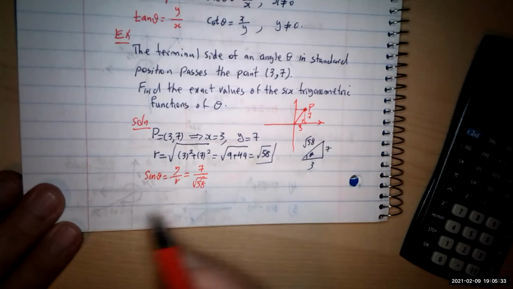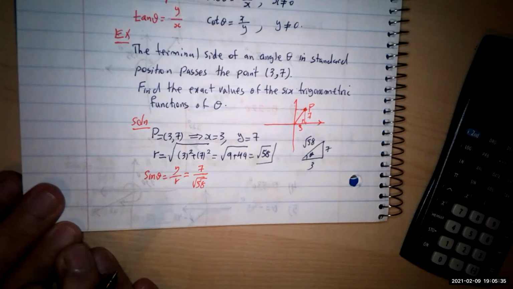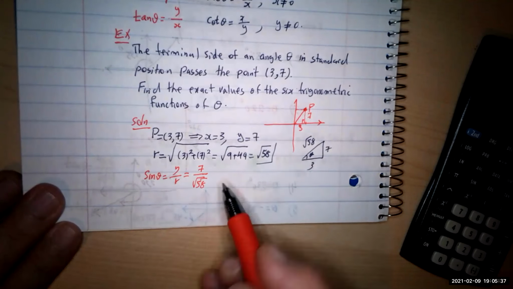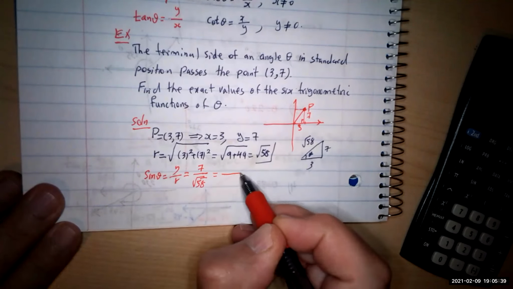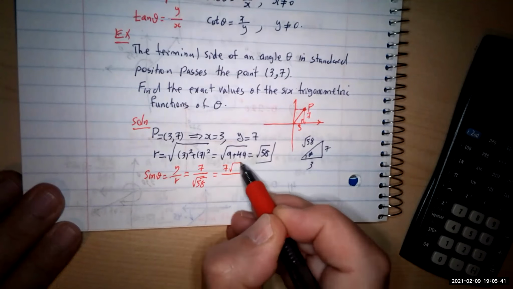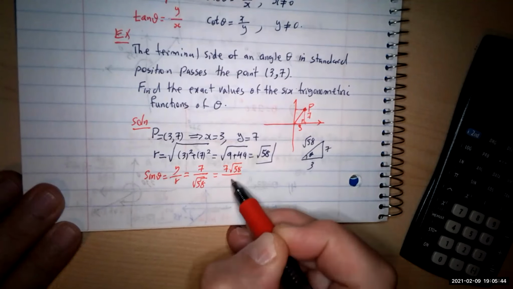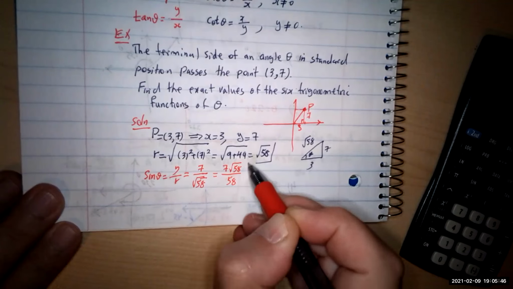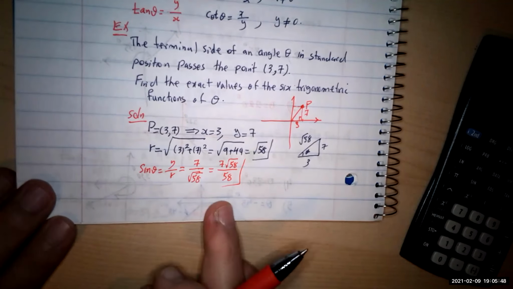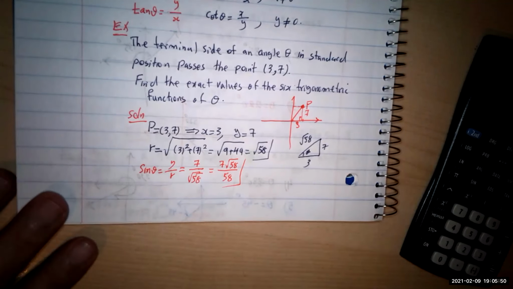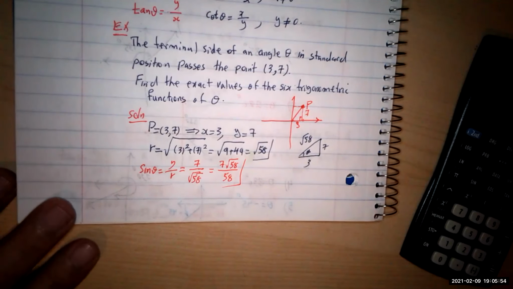You cannot leave it because they ask for the exact. You know that you multiply the top and the bottom by radical 58. So that gives you 7 radical 58 over 58. When they say exact, you have to go this far. You have to simplify that radical for us, remember. Okay, that's the sine. Any question?